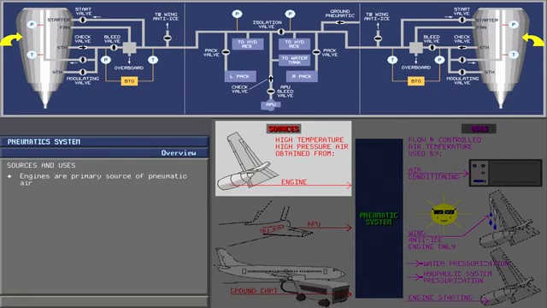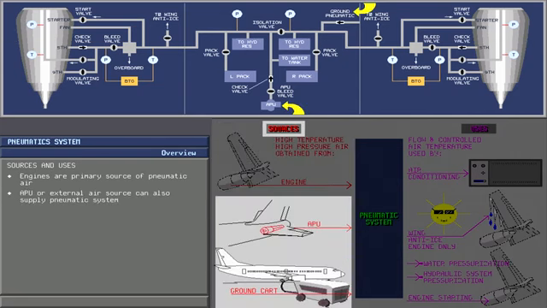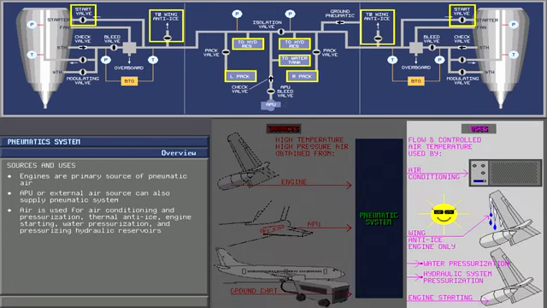Engines are the primary source of pneumatic air. However, the auxiliary power unit, APU, or external air source can also supply air to the pneumatic system. Pneumatic ducts connect these air sources to the systems that use air. The air is used for air conditioning and pressurization, thermal anti-ice, engine starting, water pressurization, and pressurizing the hydraulic reservoirs.